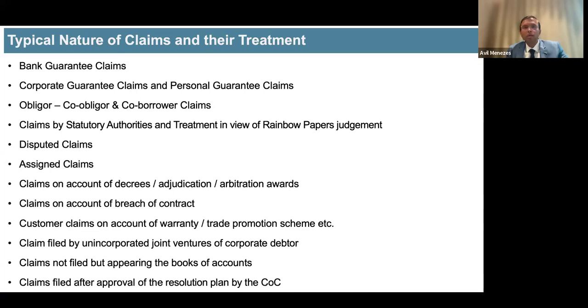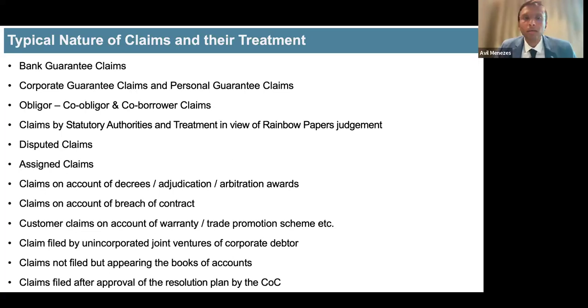So when you look at the Rainbow Paper judgment and statutory claims, each statutory claim will have to be looked at as secured as per Rainbow, unsecured as per Rainbow. It's always better to take a legal opinion when you're looking at statutory claims and their treatment in accordance with the Rainbow Paper judgment. Disputed claims we have already covered. Assigned claims. What do you mean by assigned claims? We've already seen. One question, Avil?